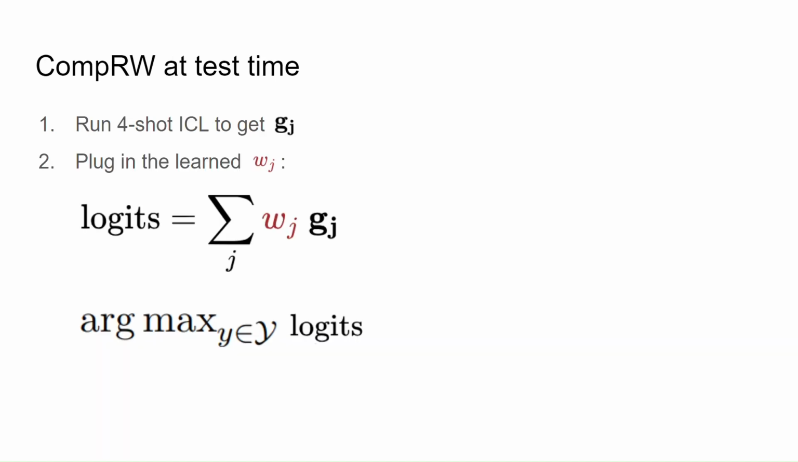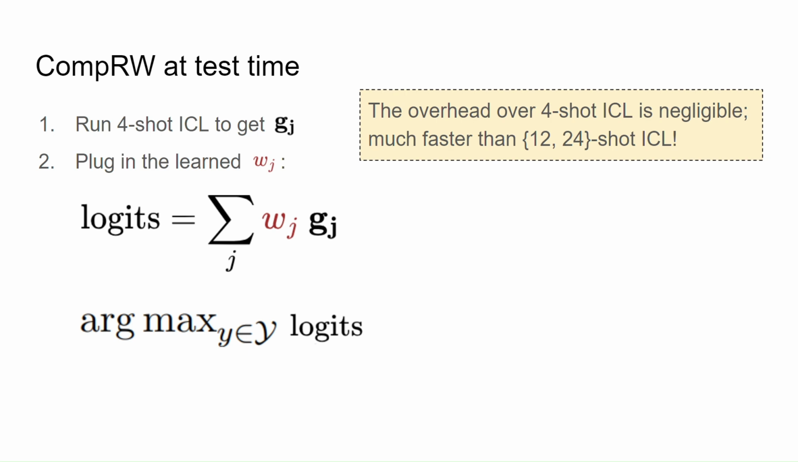How does our component reweighting method work at test time? First, we run four-shot ICL to get the component contributions. And then we plug in the learned weights. And then we can get the logits, and we do argmax to get the predictions. In practice, our method has little computation overhead over four-shot ICL.